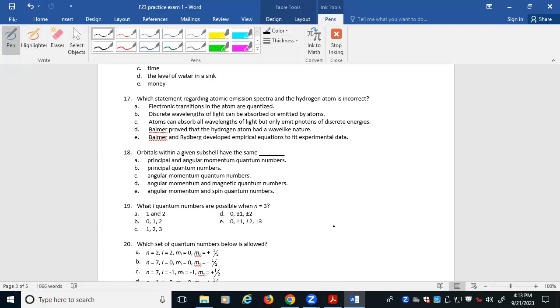D and E are just kind of attributions. Balmer did prove that hydrogen had a wave-like nature. And the reason we could say that is because we knew that the spectra existed. Balmer looked at specifically the visible spectra. Balmer and Rydberg developed empirical equations to fit experimental data. Yes, that's the exact equation that we used to calculate those wavelengths, calculate those energies.